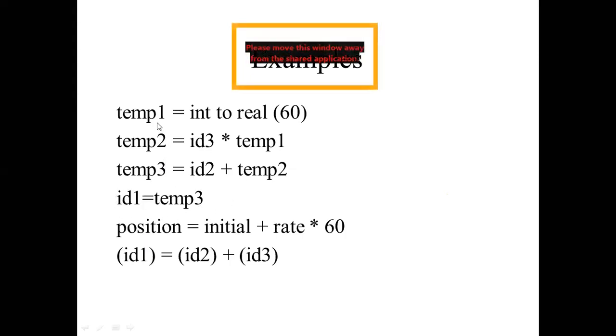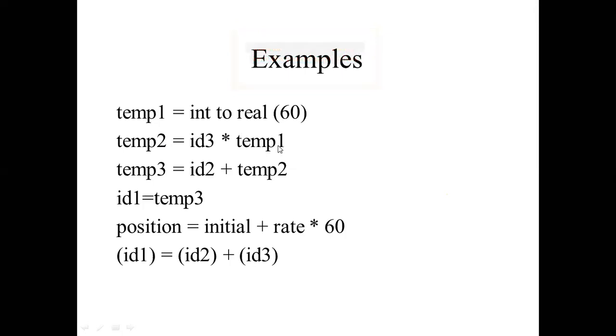Here you can see temp1, this is initial, integer to real 60, then temp2 is id3. What is id3? Rate into 60. Now come again here. Temp2 is equal to id3 into temp1, and temp1 is this 60. So we are writing here id3 into temp1.